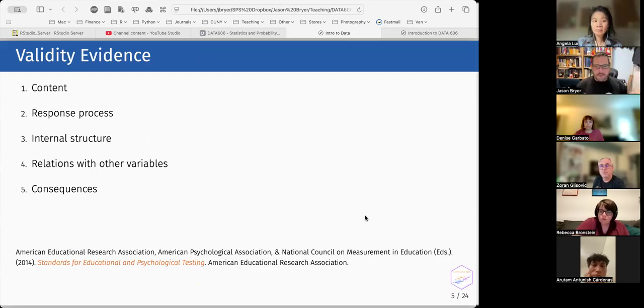There's sort of five major arguments that you could look at. Yeah, there are actually a couple of different approaches or frameworks that measurement scholars use. One that some of you might be familiar with is the Trinitarian, which focuses on three sources of validity: content, criterion, and consequences. But the one that is more popular nowadays, because it's been published in the standards, like a Bible for measurement, the Standards for Educational and Psychological Testing.